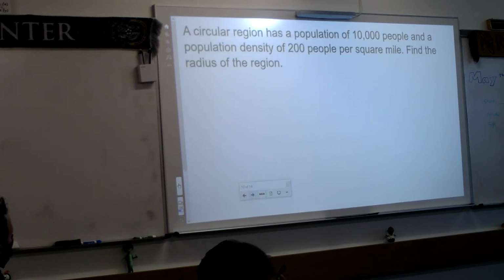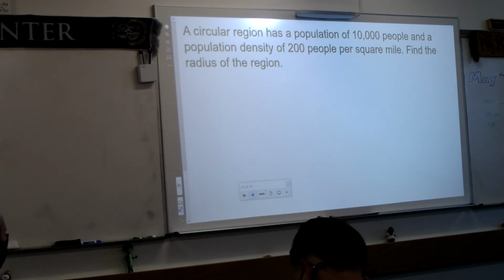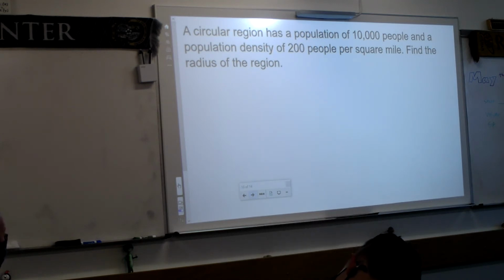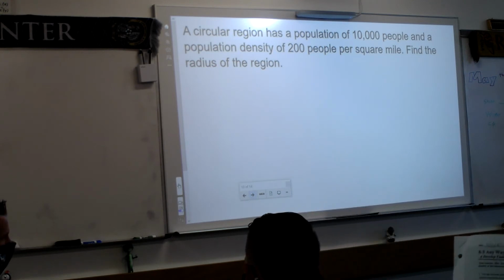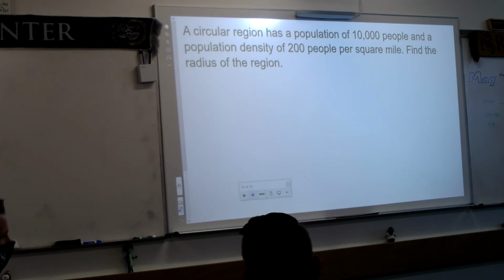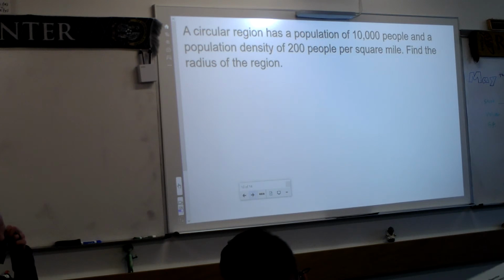A circular region has a population of 10,000 people and a population density of 200 people per square mile. Find the radius of the region. It's not in your notes. You're just going to write it down somewhere. Don't write down the whole problem. Let's just do the work together, okay? So let's go through this together.